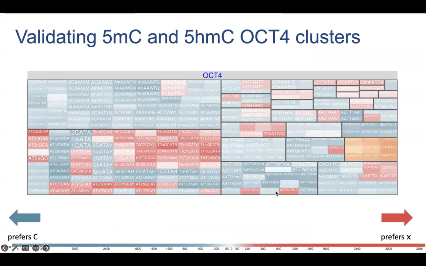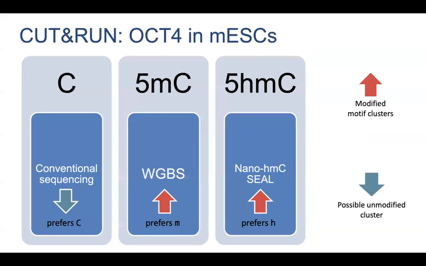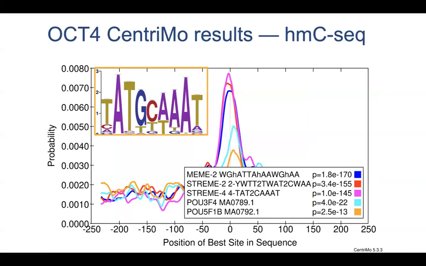One of our main results was for OCT4. In particular, the highlighted group of transcription factor binding sites was found to all have a strong preference to bind in a modified context, something that was previously unknown. We sought to validate this using cut and run, followed by different library preparations to sequence in both a conventional, methylated, and hydroxymethylation specific manners in order to validate these preferences.